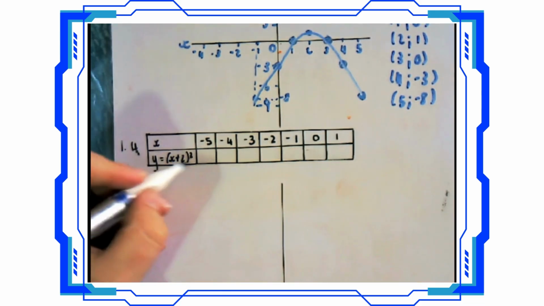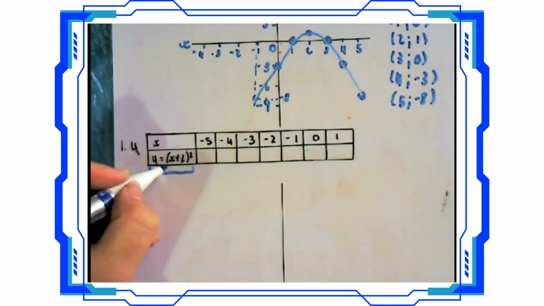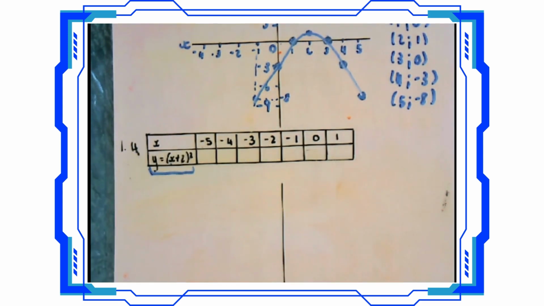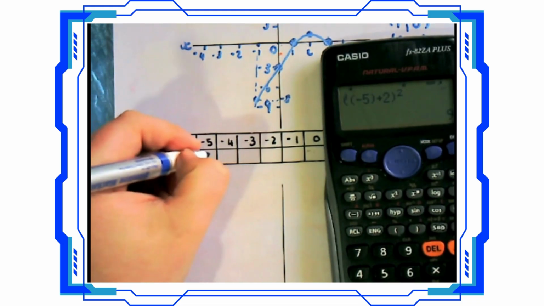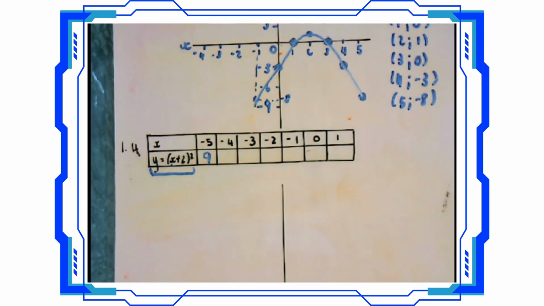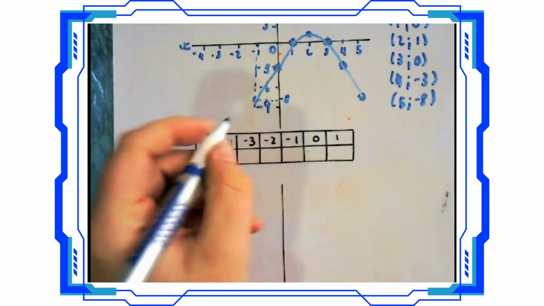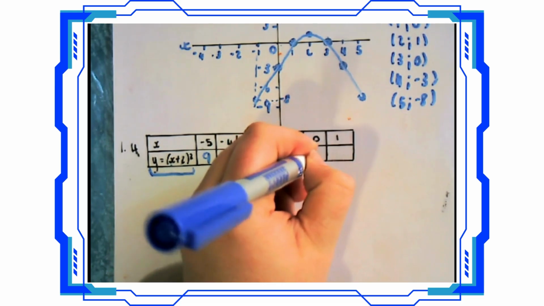Then by 1.4, this is the table they give you. There is your equation of your line. In x place, you're going to substitute that -5. So I'm going to put a bracket in a bracket. And remember, 2 to the power of 2 is outside of the whole bracket. So first one is 9. Again, you're going to work out all of them. I'm just going to give you the answers. So it's 9, 4, 1, 0, 1, 4, 9.